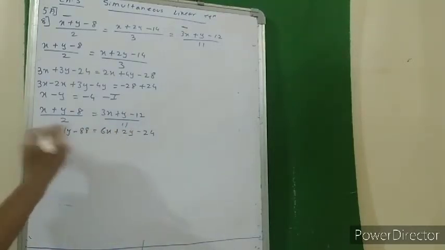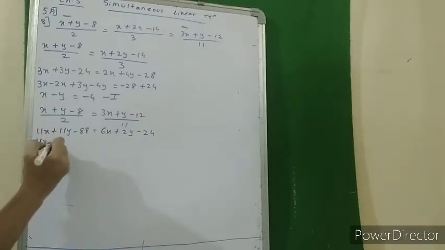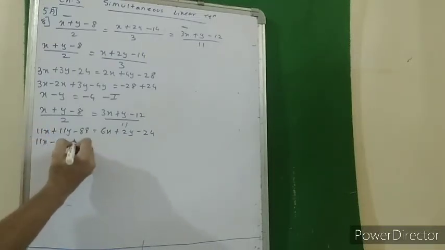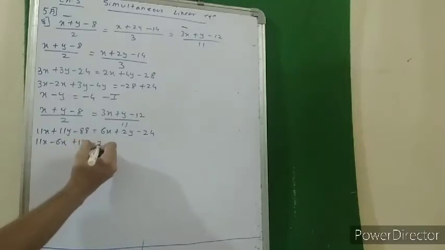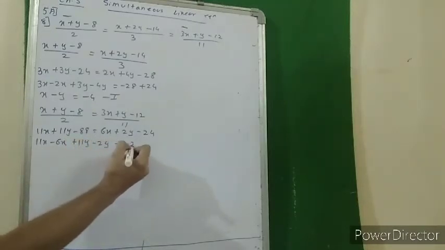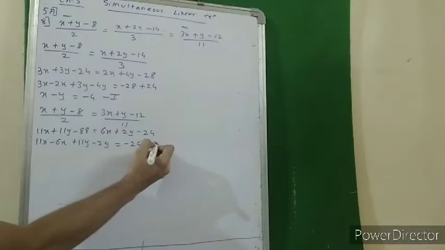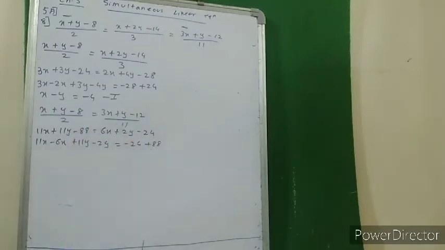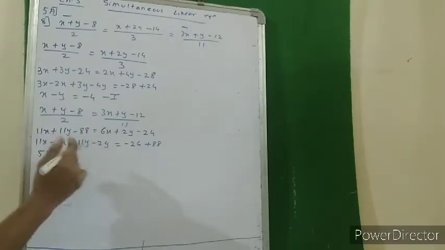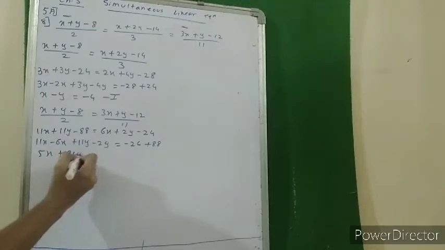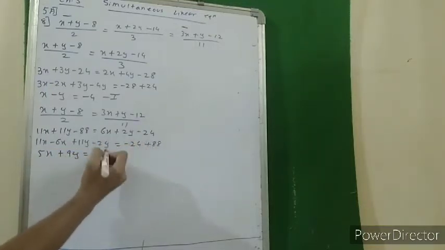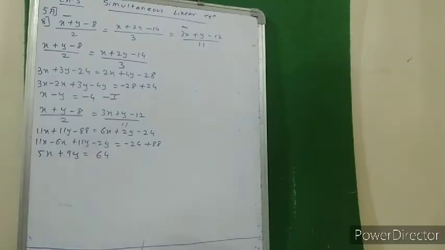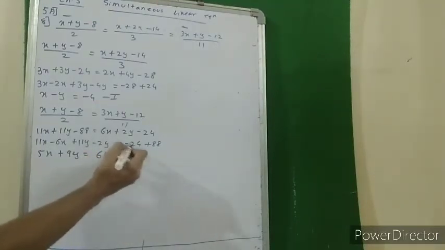Okay, so 6x will come here: 11x minus 6x. 11y minus 2y. Minus 24, minus 88 will go there and become plus 88. So we have 5x, since 11 minus 6 is 5, 11y minus 2y is 9y, and 88 minus 24 is 64. This is equation number 2.